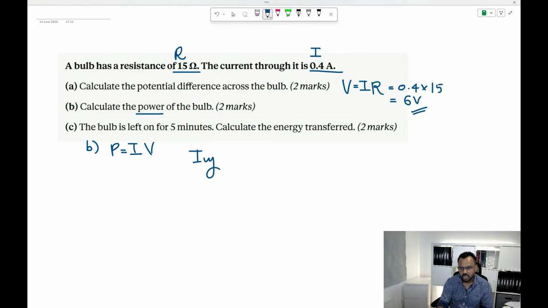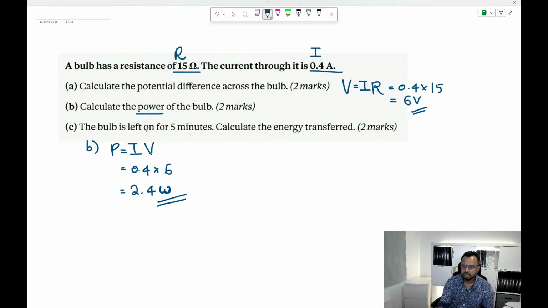So P equals IV, right? You can use that to memorize it. So the current here is 0.4. We just worked out the voltage to be 6, and that is 2.4 watts, capital W. Done. Part C. Thank you, guys. Yes, Tara, you got it right.